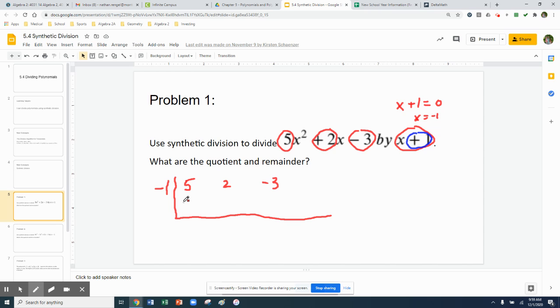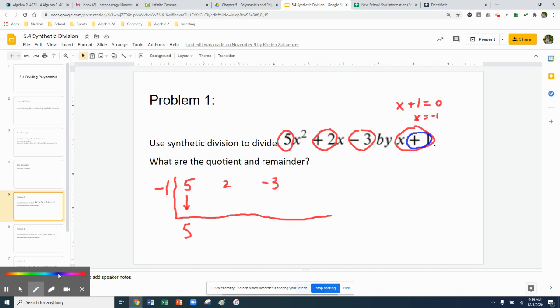So synthetic division, how it works. The very first number in your dividend falls down. We bring it down to here. So 5 is going to come down. Really what we're doing is adding this column. So 5 plus nothing is just going to be 5.